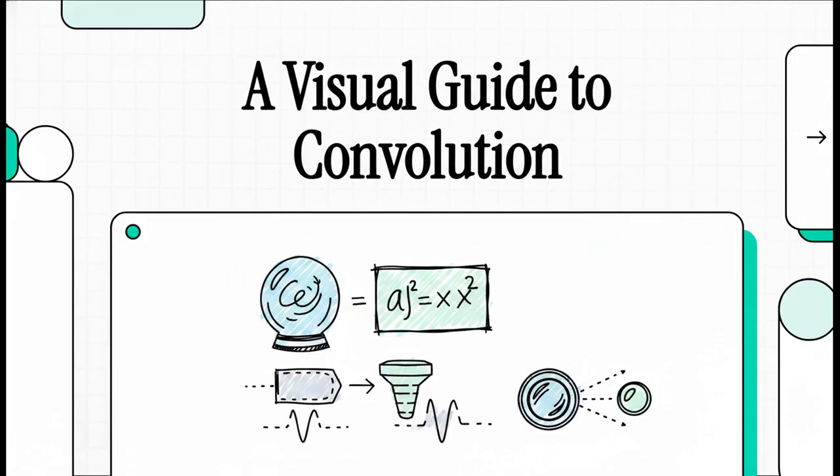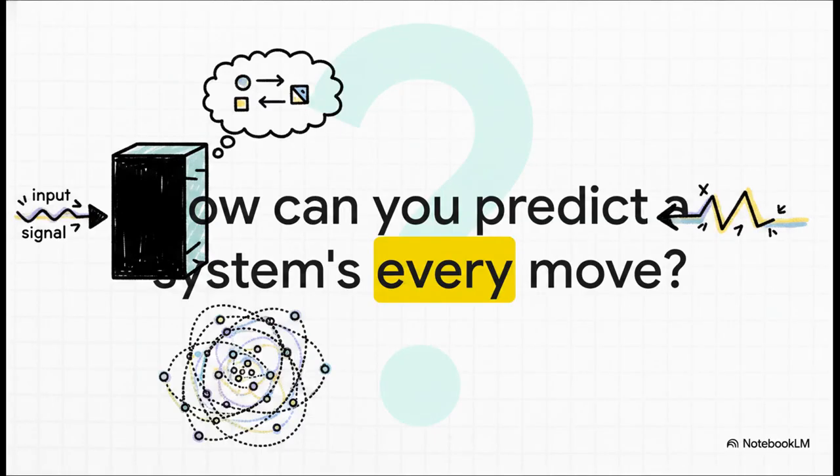So imagine you've got this mystery box. You put a signal in one side, and something totally different comes out the other. The big question, the real puzzle, is this: if you can figure out what's inside that box, can you predict its response to any possible input you can dream up? Well, the answer is a resounding yes. And the secret, believe it or not, lies in a really beautiful mathematical process.